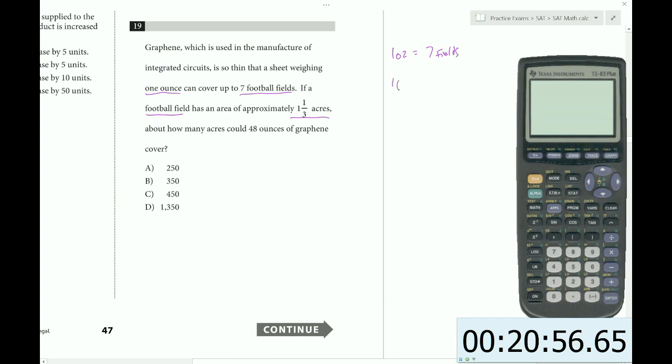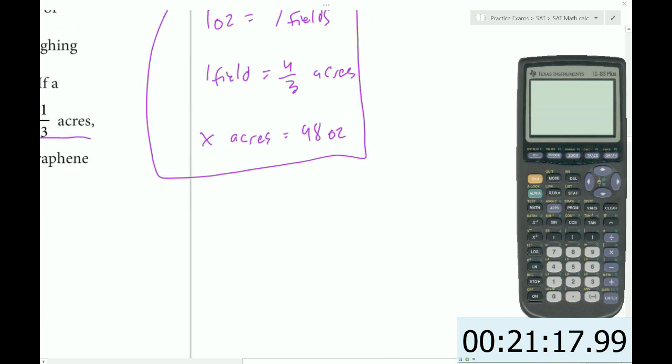1 field corresponds with, let's make this 4/3 acres. And so the question is how many acres, so we'll use x, could 48 ounces. Okay, so this is my setup here. All right, let's see how we could figure this out.